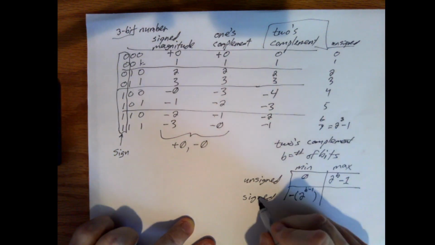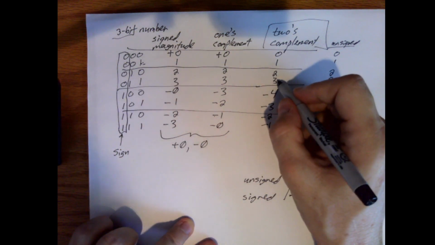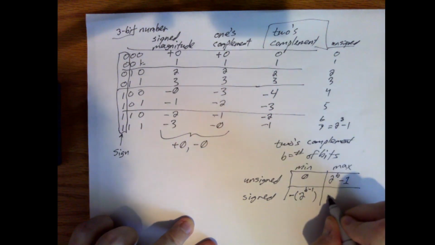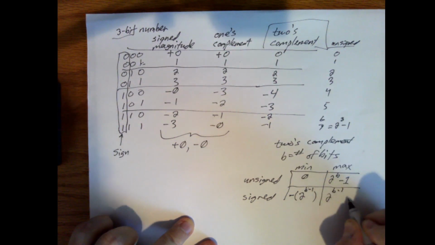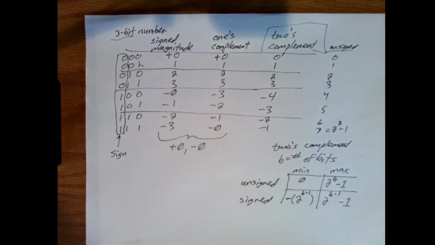And then my maximum signed number, here which is positive 3, is going to be 2 to the b minus 1 power, and then subtract 1 from all that. So that's what we get. All right?